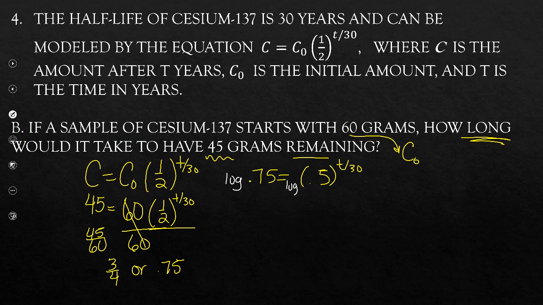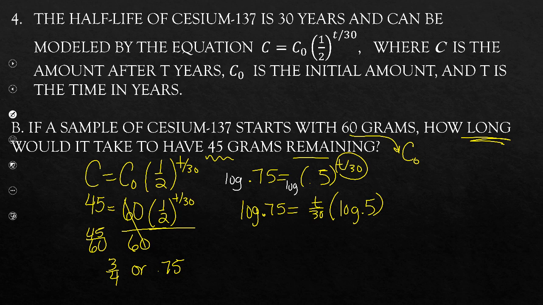Remember, when we take the log of both sides, that is log base 10, we can now use our power property to get that power out of the exponent and as a coefficient. So we'll have log of 0.75 equals t over 30 multiplied by log of 0.5.